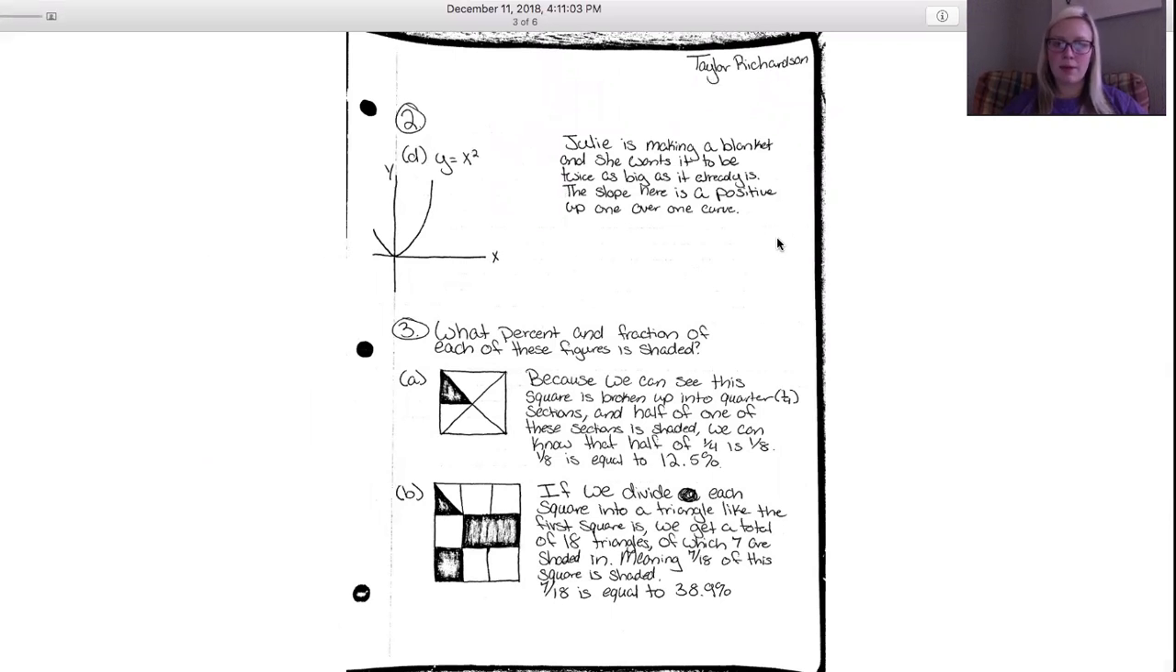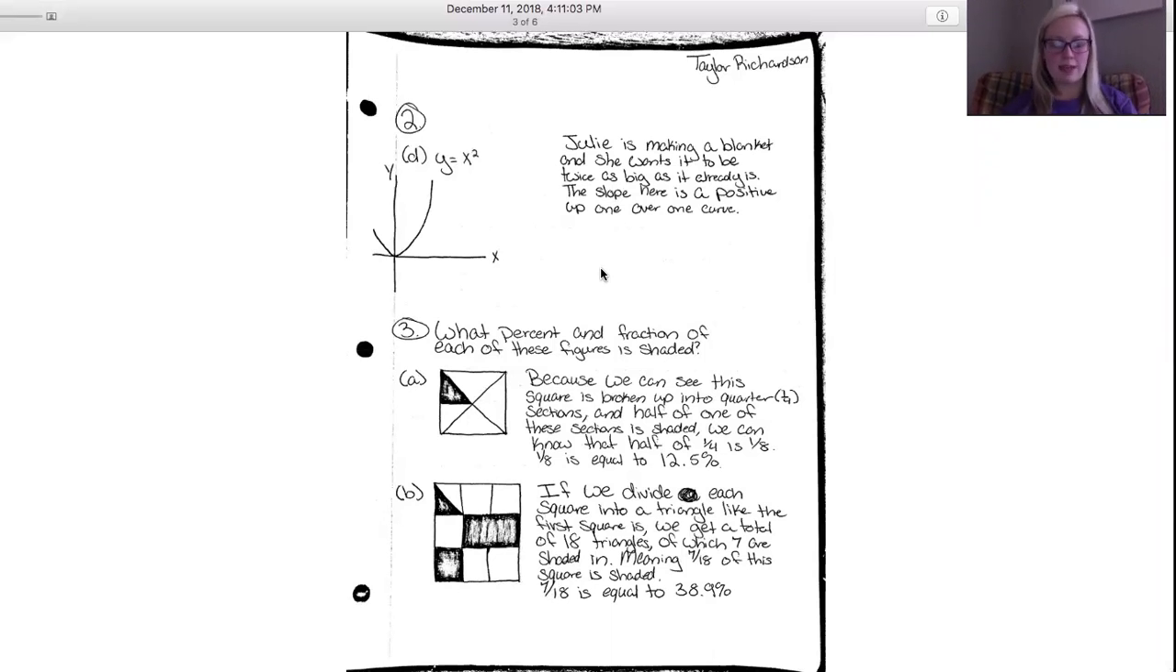And the reason I came up with it: it says Julie is making a blanket and she wants it to be twice as big as it already is. The slope here is a positive up 1 over 1 curve that we can see shown on the graph here. And so now we'll move on to number 3.